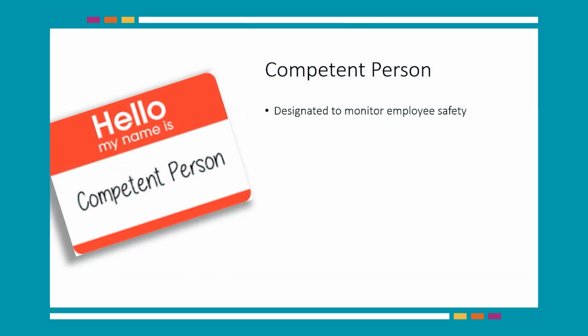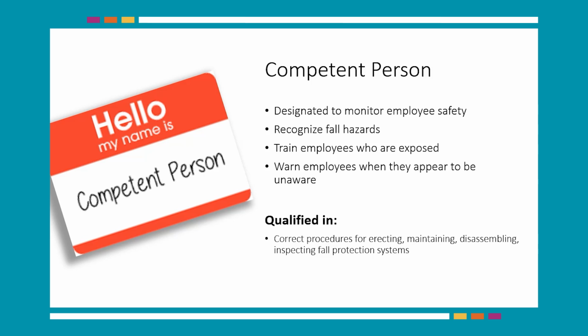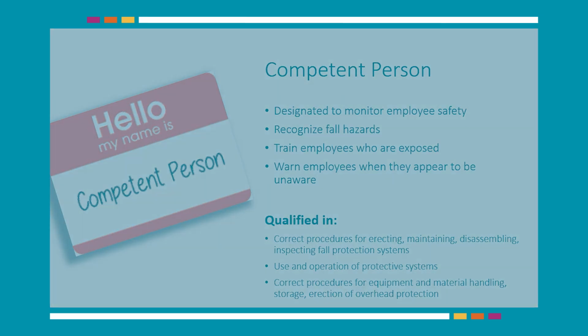A competent person must be designated to monitor the safety of employees. This person must be able to recognize fall hazards, train employees who might be exposed to them, and warn employees when it appears they are unaware of a fall hazard or acting in an unsafe manner. The competent person must be qualified in the following areas: correct procedures for erecting, maintaining, disassembling, and inspecting fall protection systems, the proper use and operation of protective systems, and correct procedures for equipment and material handling, as well as storage and erection of overhead protection.